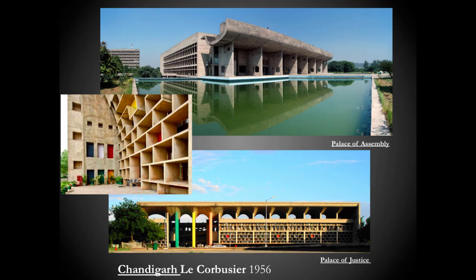Corbusier is known for many things. He was engaged by the Indian government in the 1950s to basically design a new city that was going to be built from the ground up. These are two buildings. This one is a detail of the Palace of Justice, and this was not only building planning, but urban planning.